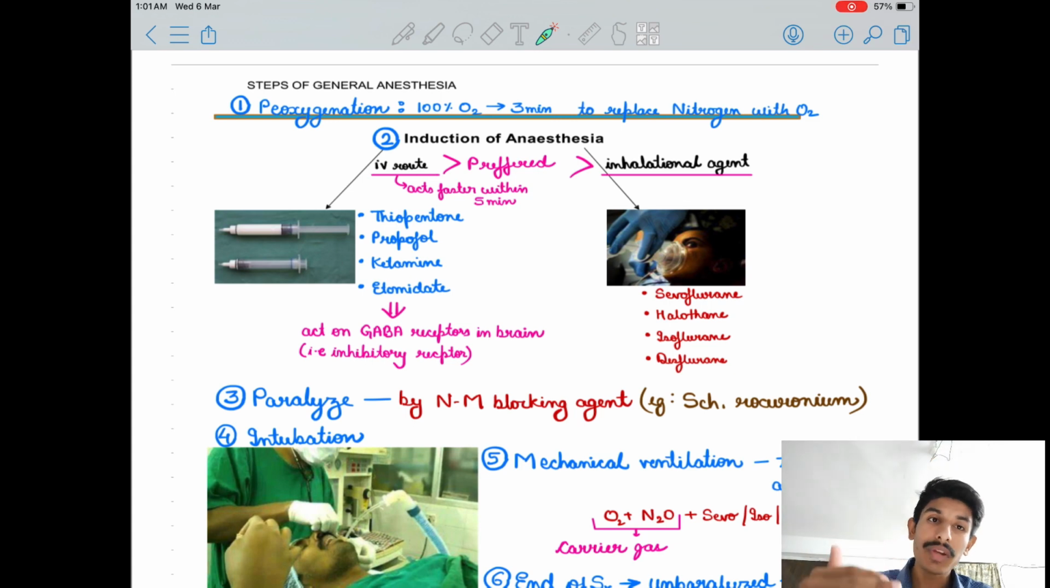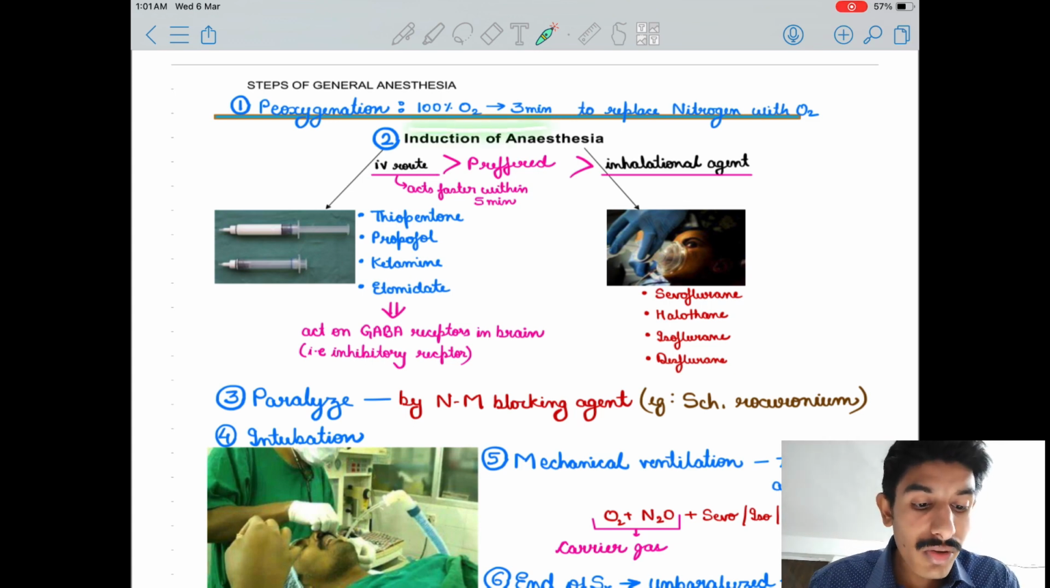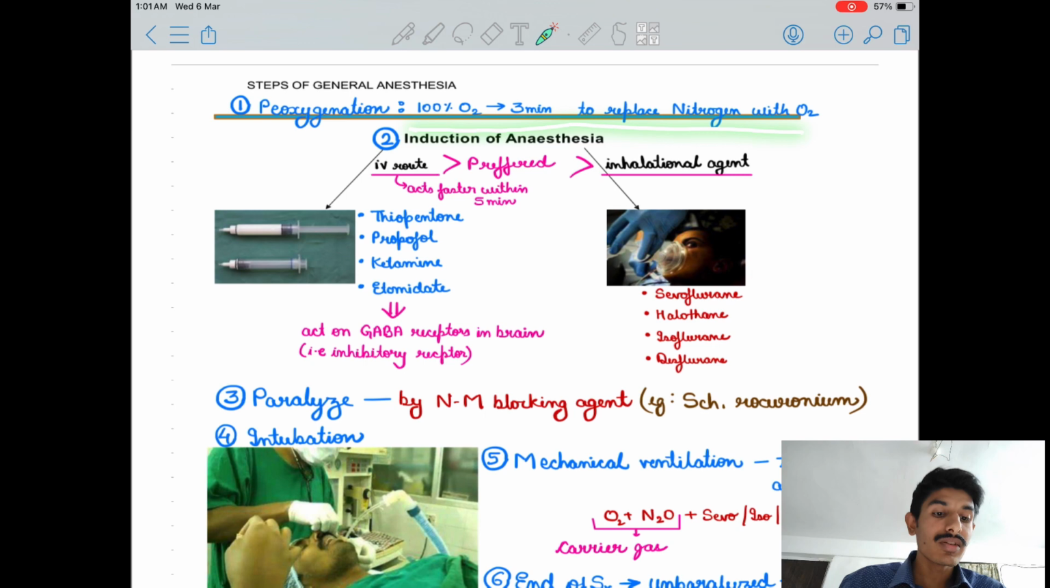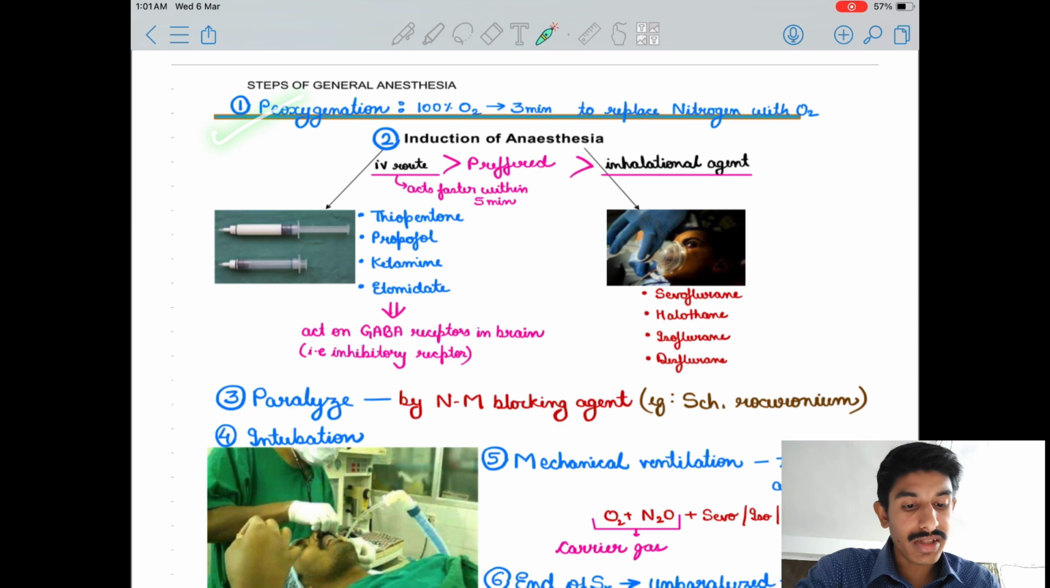So we will do pre-oxygenation. 100% oxygen is given for 3 minutes to replace nitrogen with oxygen in our body. So we'll give 100% oxygen in our lungs, so our lungs will be full of oxygen, and it will give the anesthetist time to do intubation through your mouth. Okay, first thing we'll do pre-oxygenation, then we'll induce our anesthetic agent.